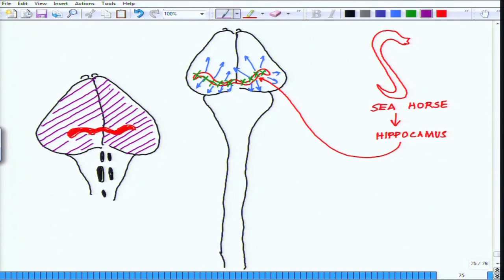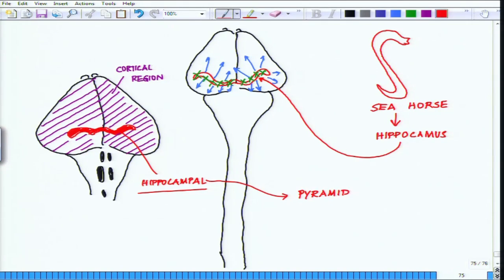So, this is your cortical region, and this is the hippocampal region. The major class of neuron which forms the hippocampal region is called the pyramidal neuron. Why is it called pyramidal neurons? Because if you see the structure of these neurons, they look like pyramids like this. The cell bodies are like this, and these are the axonal processes, and these are their dendritic tree. Here is the nucleus of the cell.